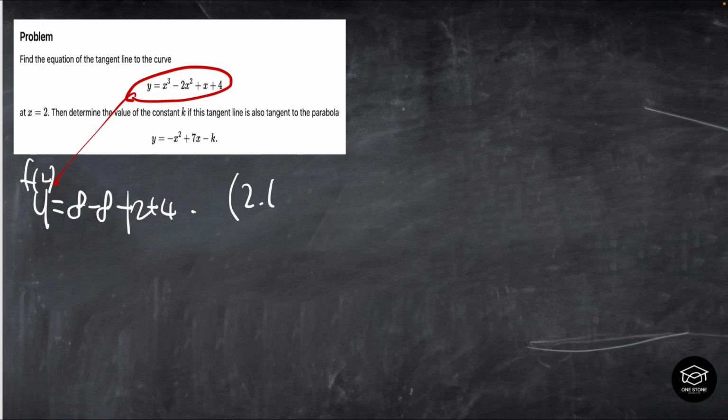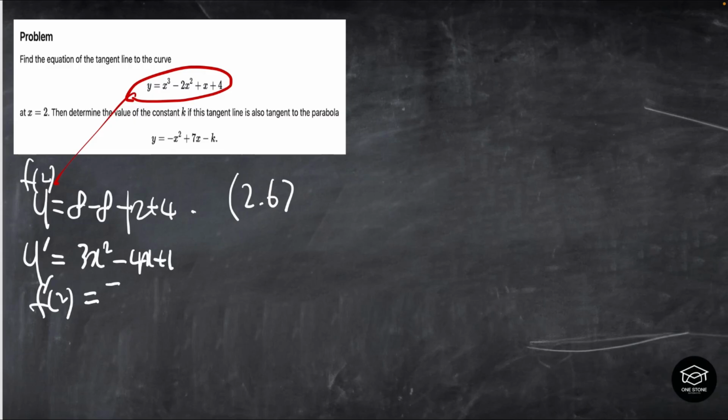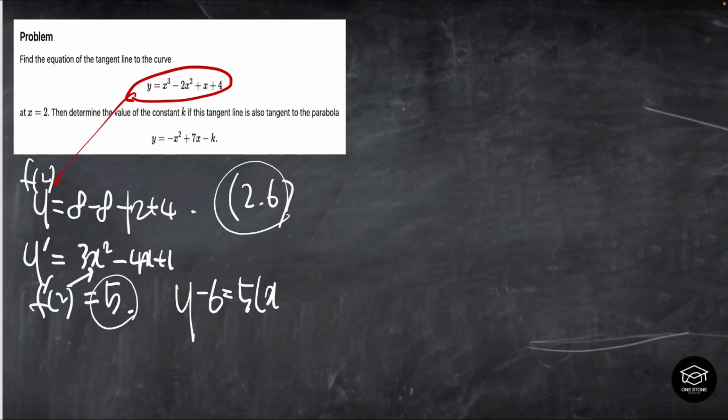Now, let's find the slope of the tangent at that point. The derivative of the cubic is 3x squared minus 4x plus 1. At x equals 2, the slope is 3 times 4 minus 8 plus 1, which simplifies to 12 minus 8 plus 1, equal to 5. So the tangent line to the cubic at x equals 2 has slope 5, and it passes through the point (2, 6). The equation of the line is therefore y minus 6 equals 5 times (x minus 2), or equivalently, y equals 5x minus 4.